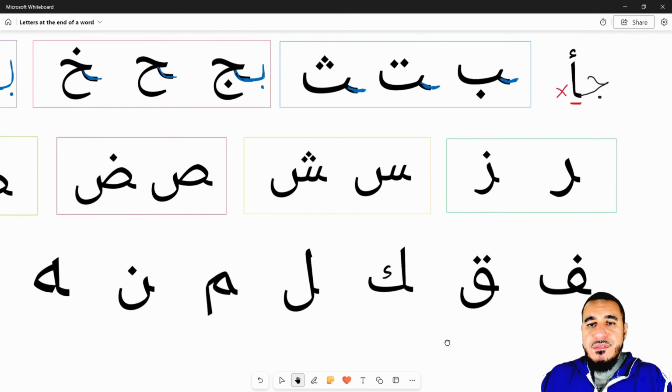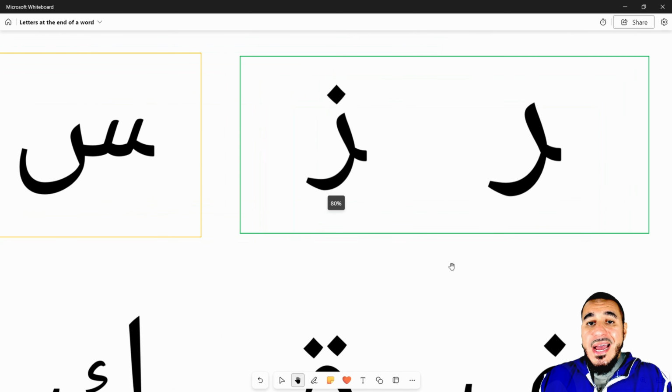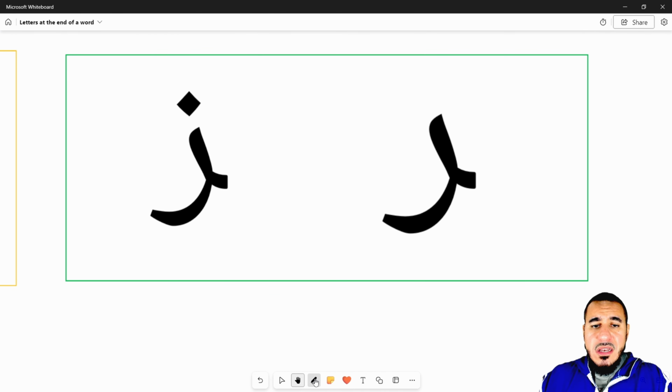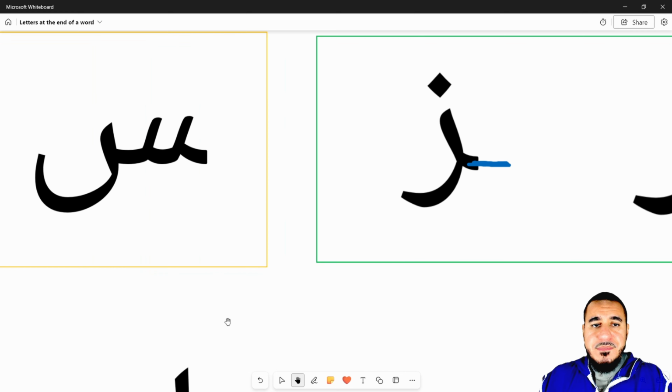And then we have the ra and zay. Again, exactly the same thing as the last two. It would physically attach to the letter before it, yeah? But because it's the last letter in the word, there will be no letter that comes after them.